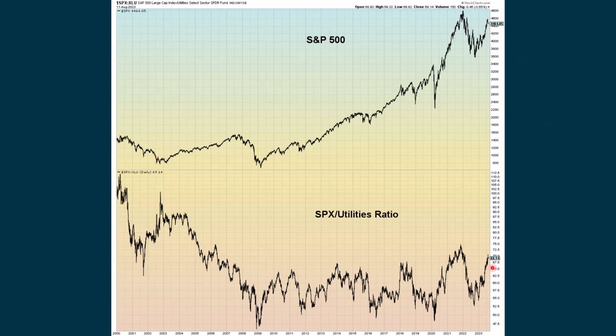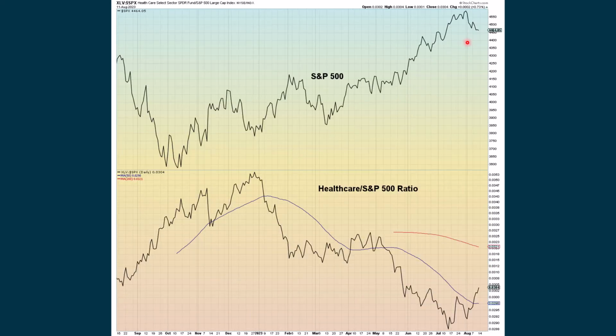It's been hanging in there fairly well, not so much lately because of the strength in the S&P, but more because of weakness that we're seeing in utilities. Also, when we top out and start to come down, that will mark some kind of a top in the S&P 500. We look at healthcare to the S&P, also a little bounce lately, but still in a downtrend.